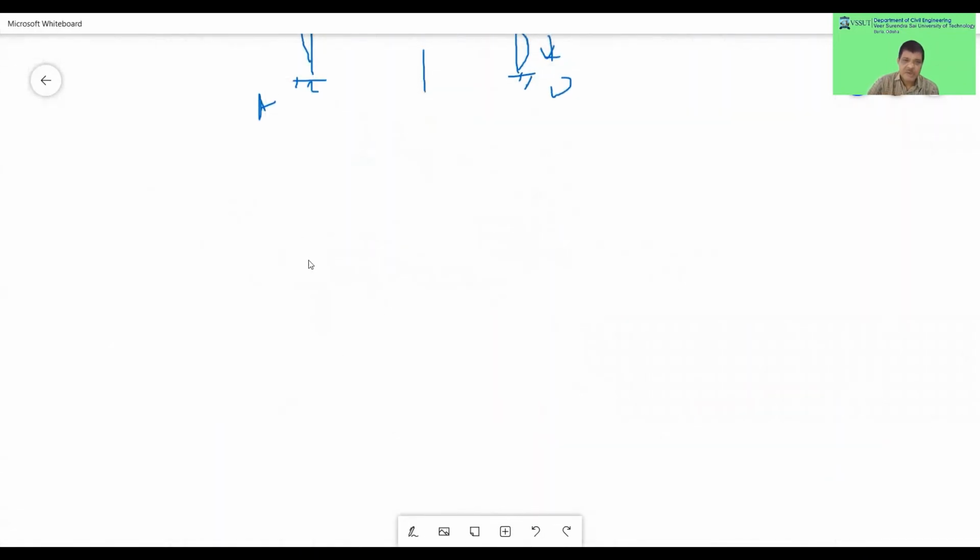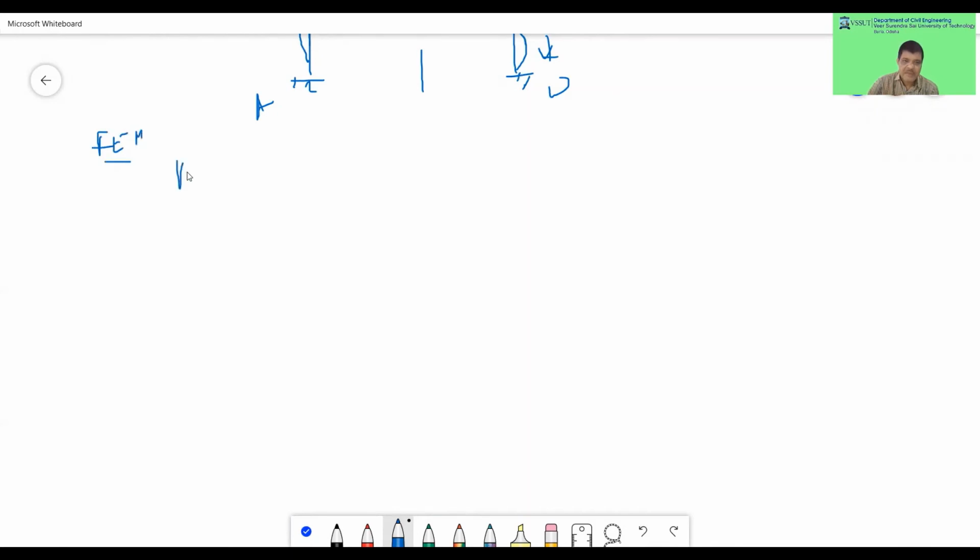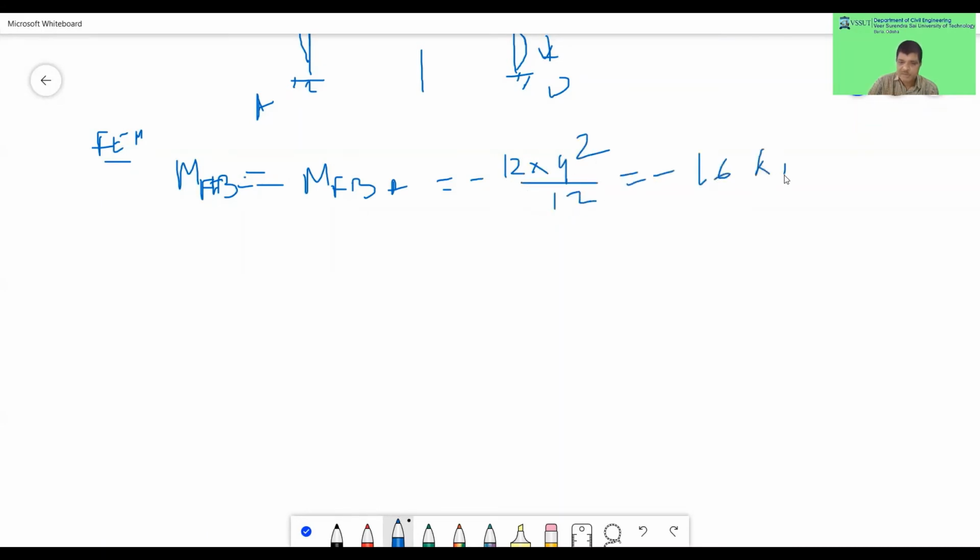Here, like the previous problems, you find out the fixed end moments first. Now MFAB is equal to minus MFBA. So there is a UDL, so this is minus WL square by 12. So minus 12 into 4 square by 12. So it comes to be minus 16 kilonewton meter.